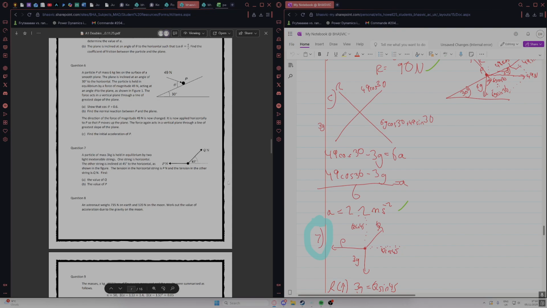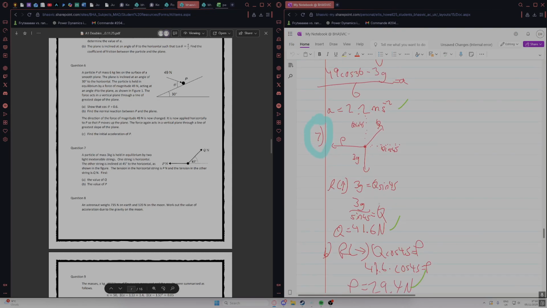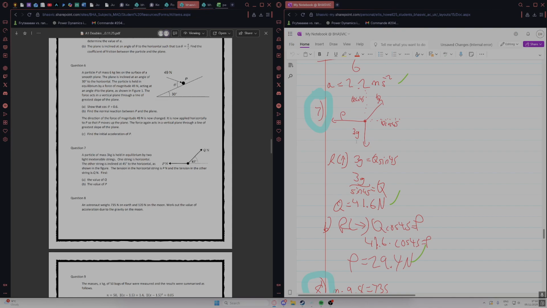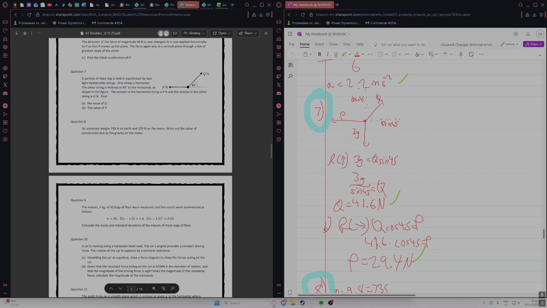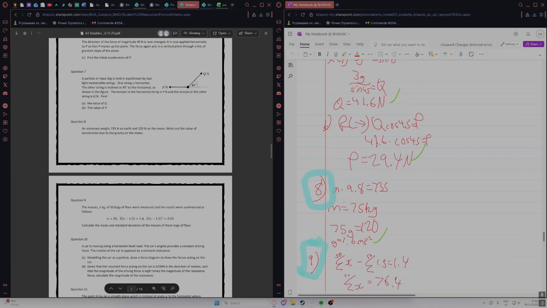Next question. This is an easy question. You just resolve, and then it gives you all the stuff. I'm not really going to go through it. Next, we have another really easy question. You just multiply. You know that the mass is the same on every planet, so you just do that. It's really easy.